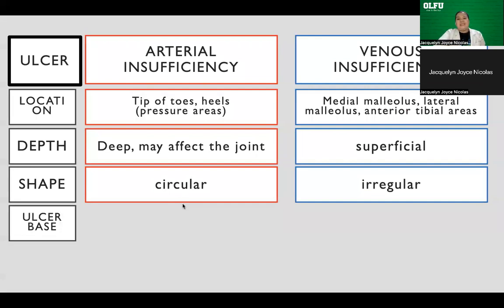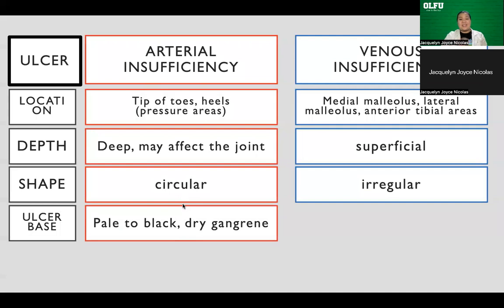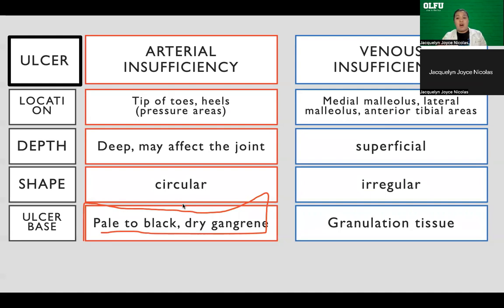Now, the base, ito. If it's arterial, sabi ko nga, malalim yan. It could be pale to black and there is what we call as dry gangrene. Okay? If it's venous, there are granulation tissues. So you can see na parang it's healing. Okay? It's healing. So that's venous insufficiency.